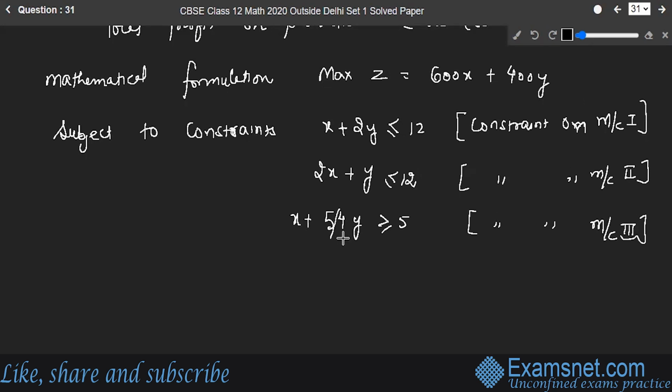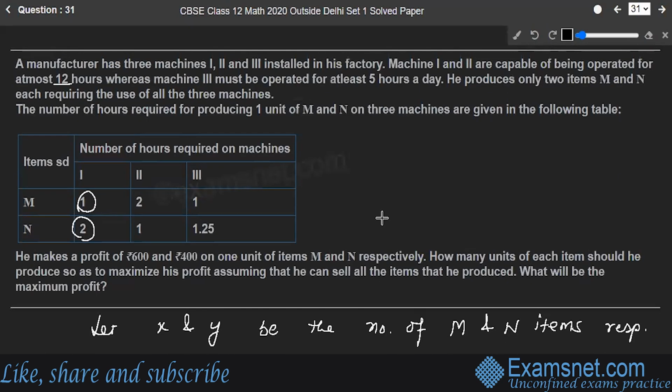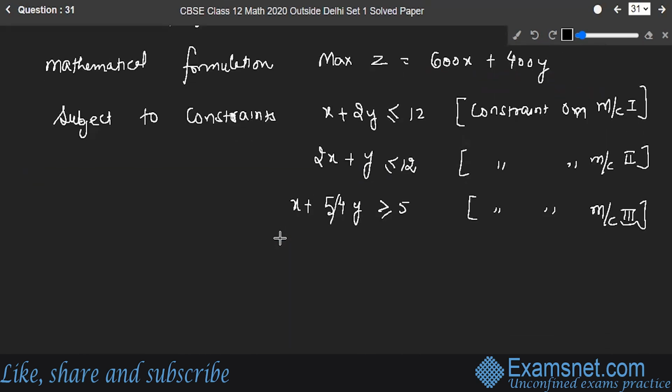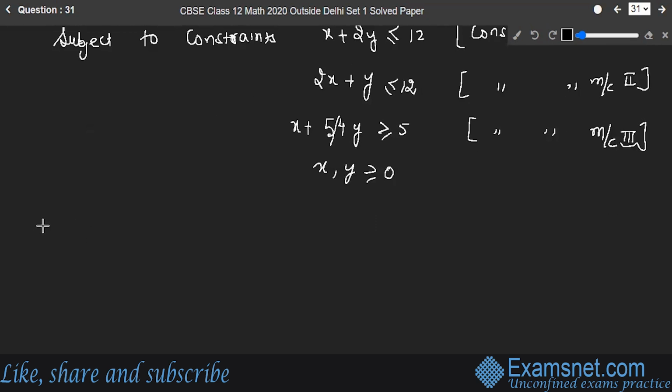This is actually 5 by 4 because here it was 1.25 which is equal to 5 upon 4. Okay, now we have all the three constraints. One more thing, that x and y both are greater than equal to 0. These are the four constraints. Right. Now let's change these inequalities to equalities. You have the first one, x plus 2y is equal to 12. 2x plus y is equal to 12. And x plus 5 by 4y is equal to 5.